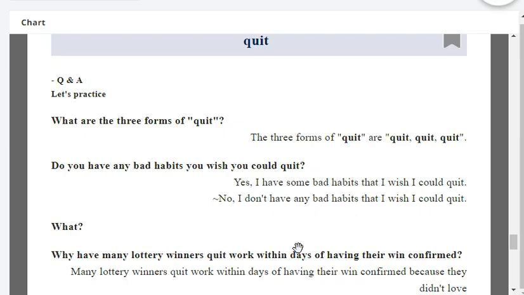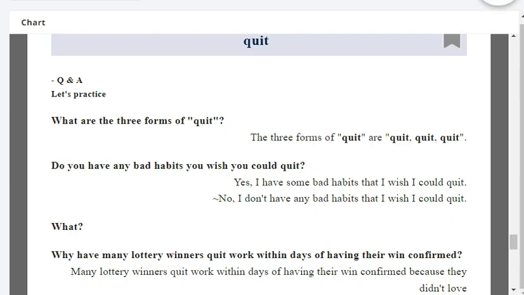Do you have any bad habit you wish you could quit? Yes or no? Yes, I have some bad habits that I wish I could quit. What's your bad habit that you wish to quit? Watching anime too much. Very good. Oh, but it's nice to watch anime too much, right? Yeah, it's sometimes relaxing though. Okay, very good.